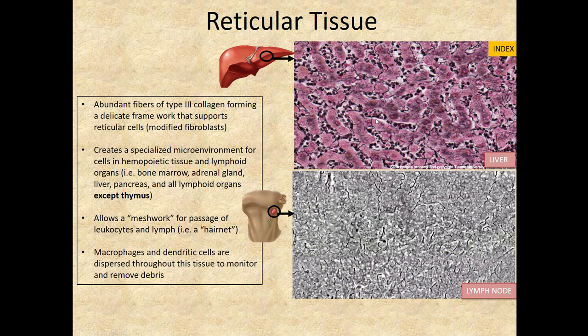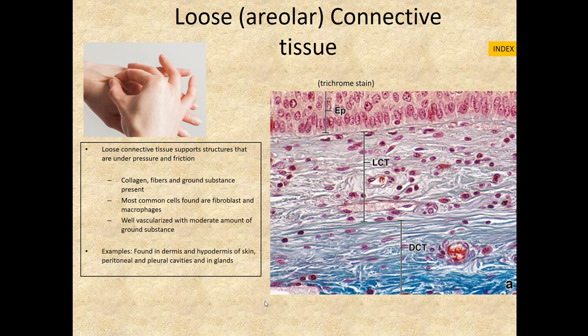So reticular tissue, like I showed you, is going to be certain organs where the special cells need to be suspended to do their job. So the liver is one, a lymph node is another one, and it's going to have this meshwork of fibers that are suspending specialized cells.